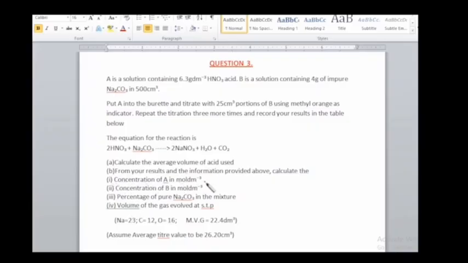1. Concentration of A in moles per dm cube. 2. Concentration of B in moles per dm cube. 3. Percentage of pure sodium trioxocarbonate in the mixture. And 4. Volume of the gas involved at STP. For this question, we are making use of an average titre value of 26.20. That's what we are using for the average titre value of this particular question, 26.20.